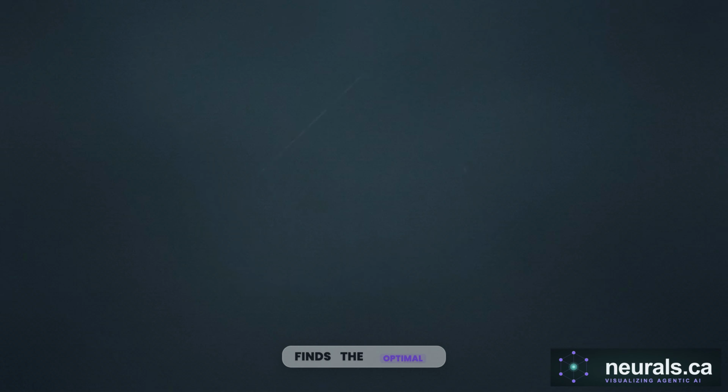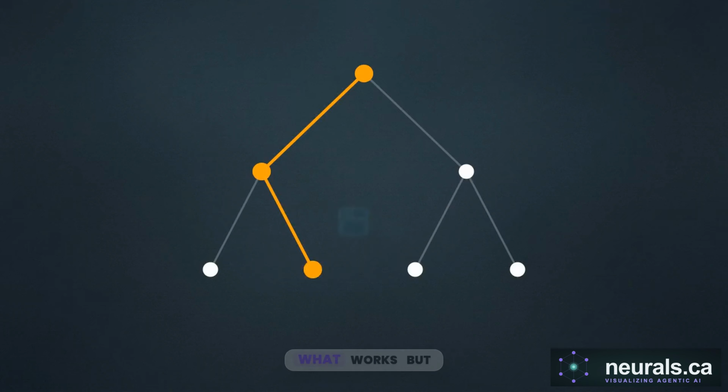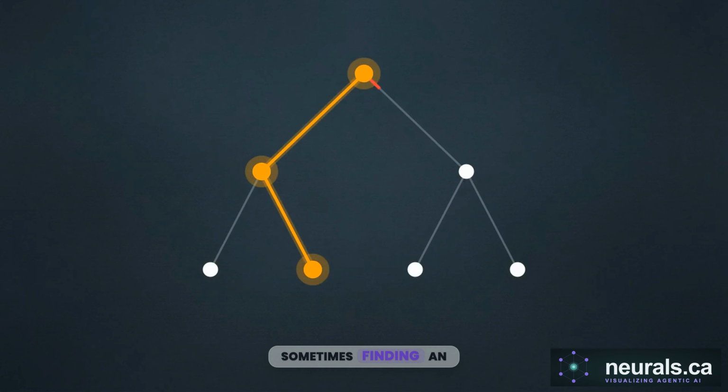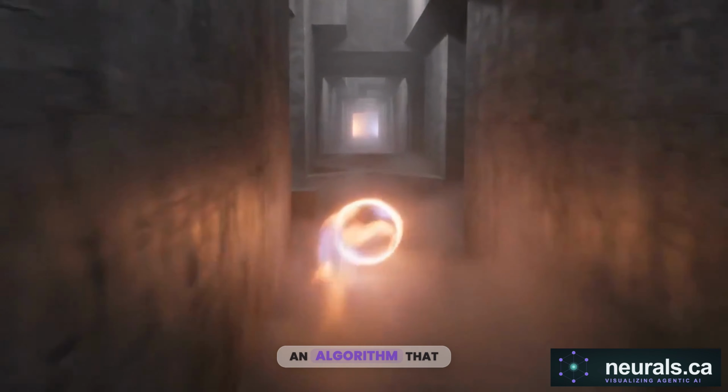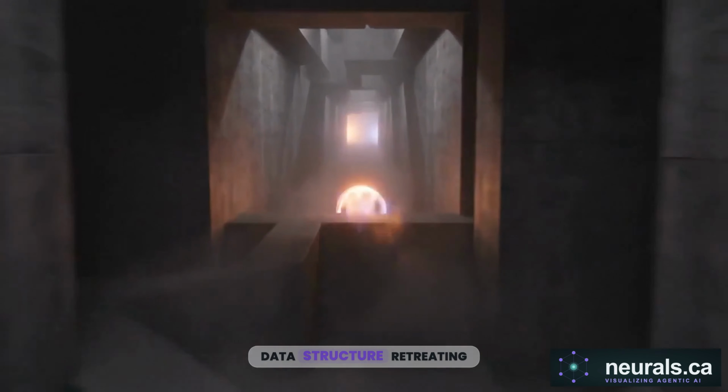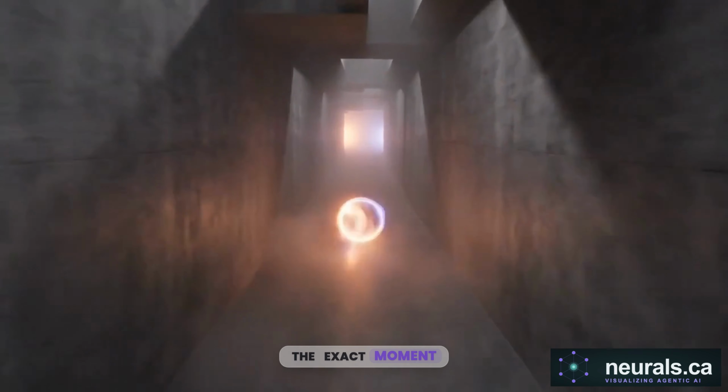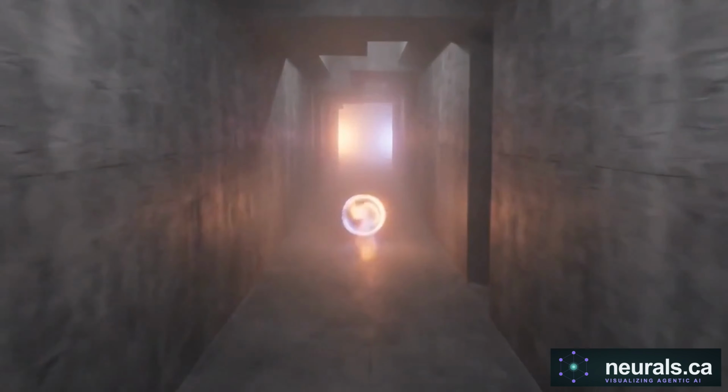Dynamic programming finds the optimal path by remembering what works, but sometimes finding an answer requires remembering what fails. In our next video, we cover backtracking, an algorithm that explores an entire data structure, retreating the exact moment a path hits a dead end.